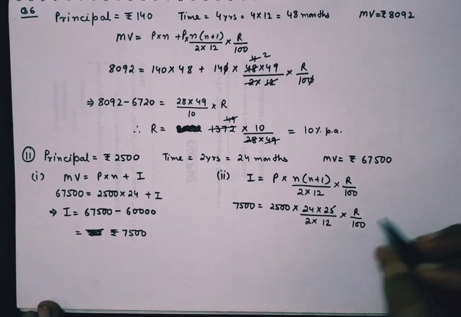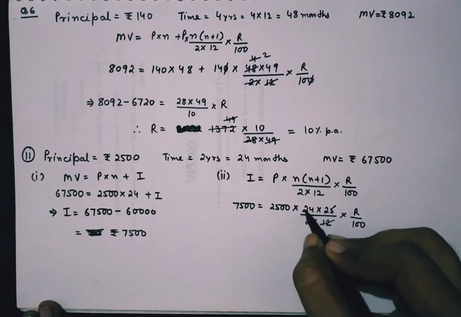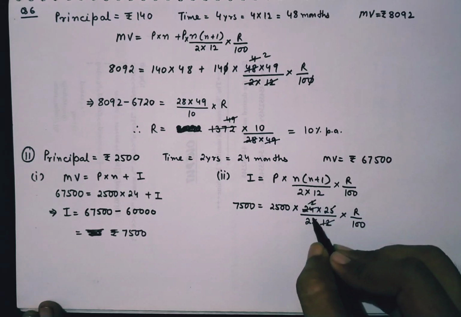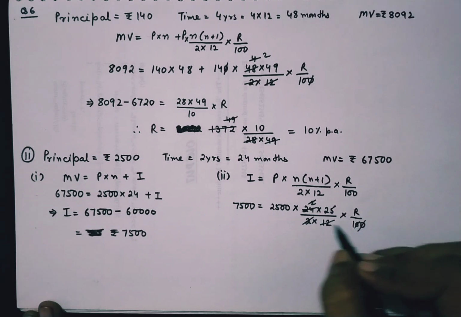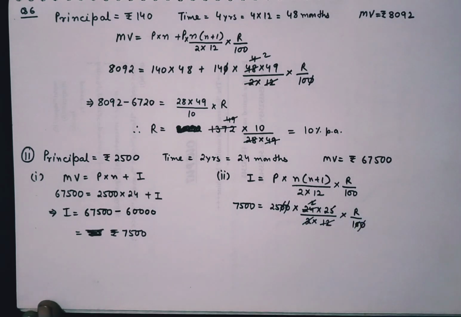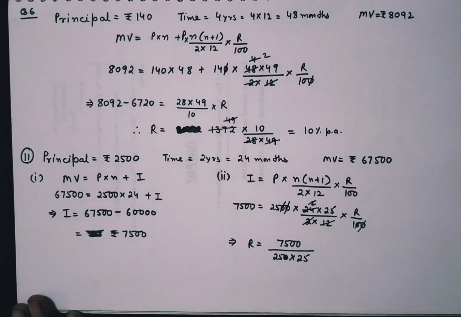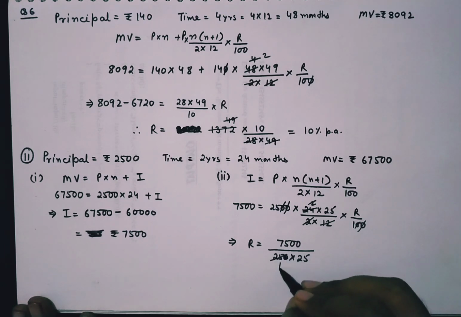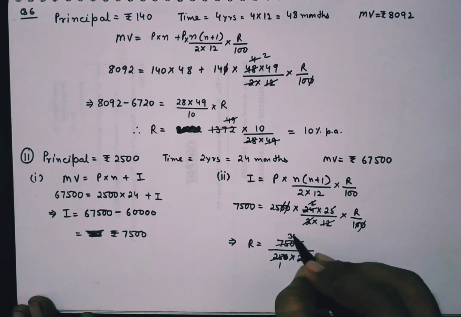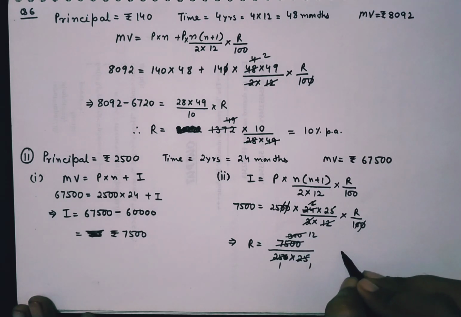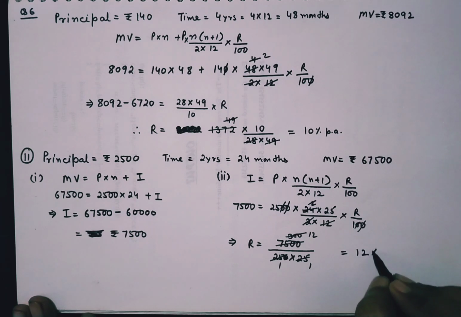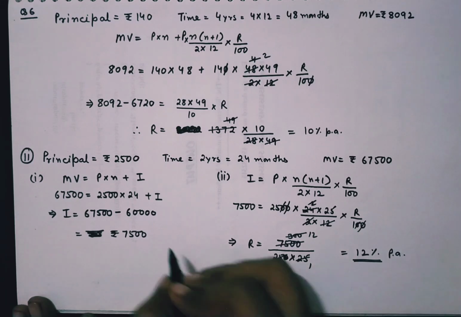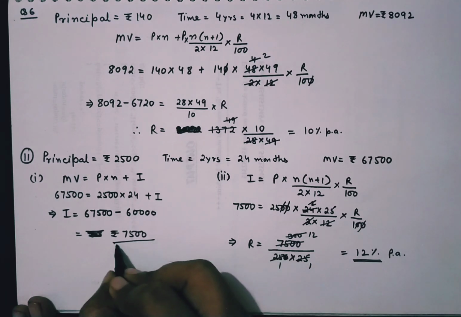We can cancel few of them from here only. 2 times, and this will be cancelled out, and we can cancel these two zeros. Now we'll make a transpose and then proceed. After making a transpose we get this, and now we'll cancel it out. 25 3s are 75, and 25 12s are 300. So the required rate percent is 12% per annum. This is the answer for the second part, and this one is for the first part.